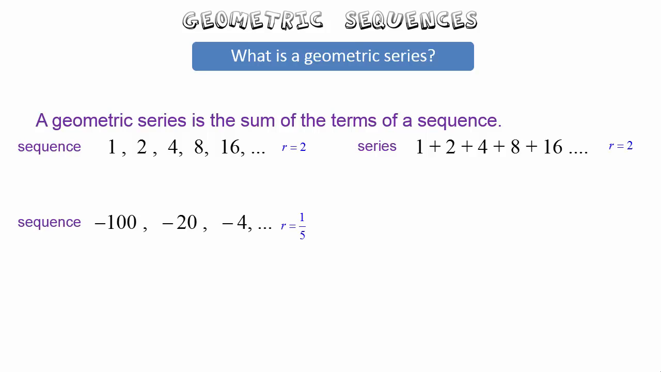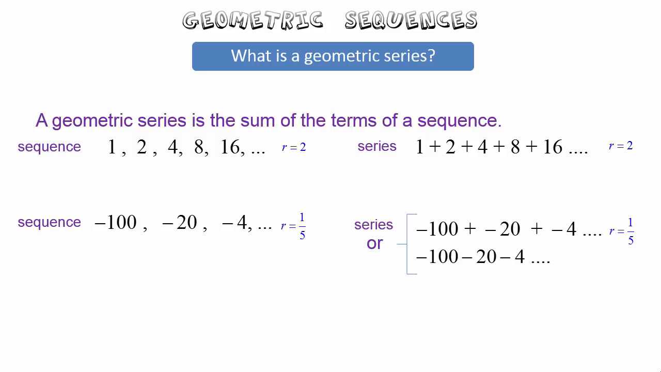Here's another example. We start with a geometric sequence, minus 100, minus 20, and so on. R is a fifth because to obtain each term we are multiplying by a fifth. And as a series, we can represent it as you can see.